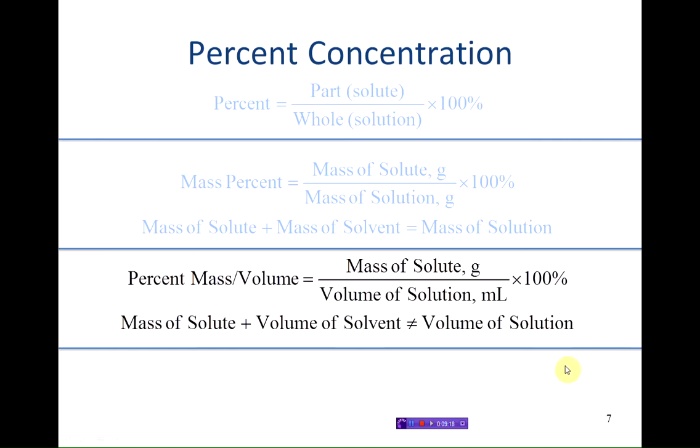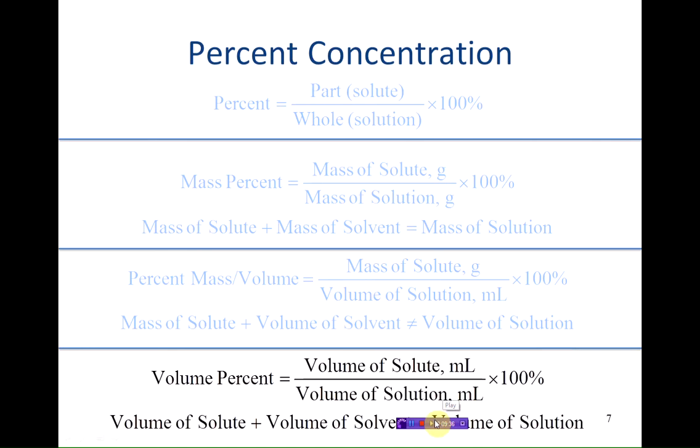And in this case, the mass of the solute plus the volume of the solvent don't equal the volume of the solution. So you have to be very careful. You can't just add the mass of the solute and the volume of the solvent and get the volume of the solution, because those do not equal. And then there's also volume percent, which is the volume of solute over the volume of solution. And you've got both of those in units of mL, so those will cancel each other out, times 100%. And the volume of the solute plus the volume of the solvent doesn't necessarily equal the volume of solution. So volumes are not always additive with solutions. You have to be very careful of that.